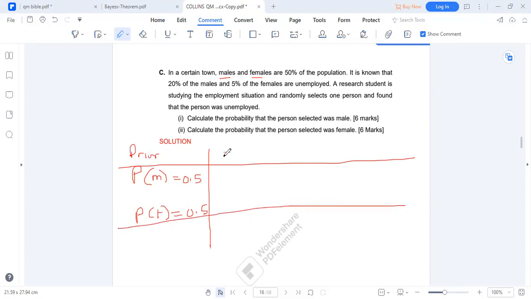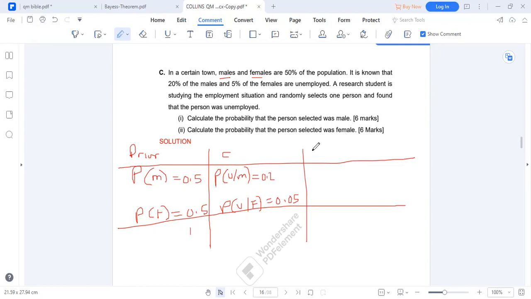So conditional probability, this would be what? Unemployed coming from the male is what percent? 20%, which is 0.2. Unemployed coming from the female is what? 5%, which is 0.05. Correct? We don't need the total here. Here the total is 1.